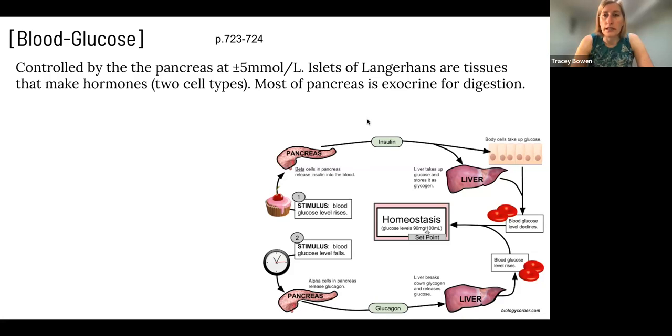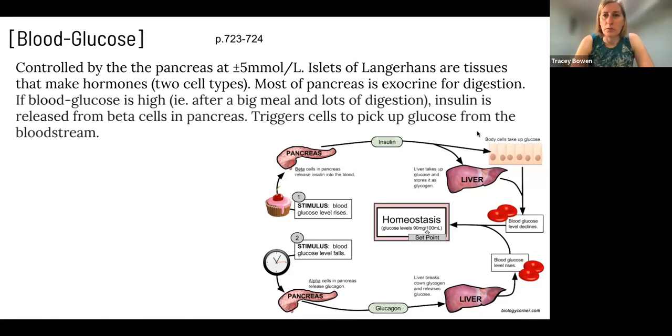So they're going to secrete into the bloodstream, whereas exocrine glands will secrete into organs, like via ducts. So our pancreatic duct squirts exocrine digestive juice into the intestines.